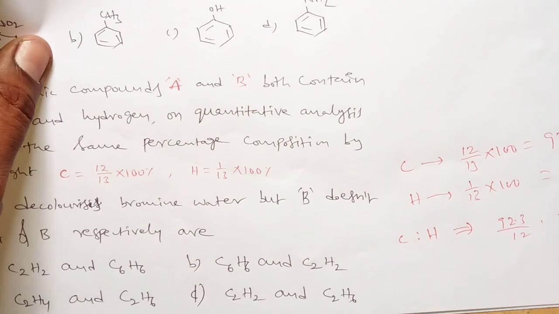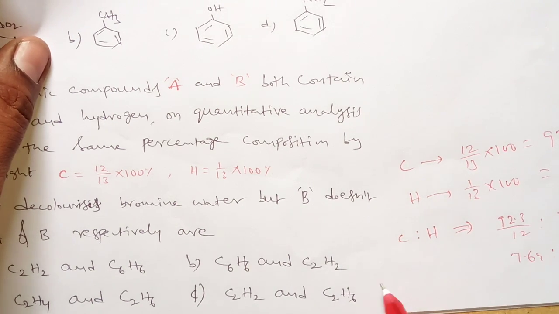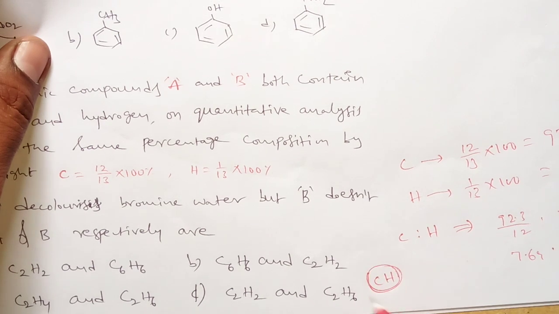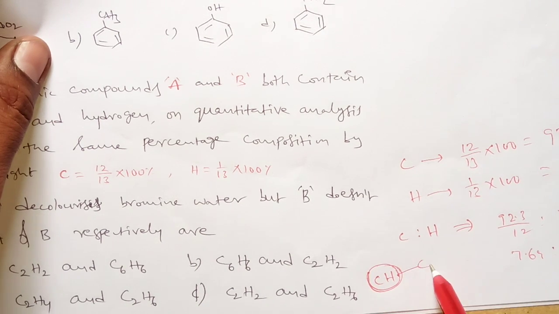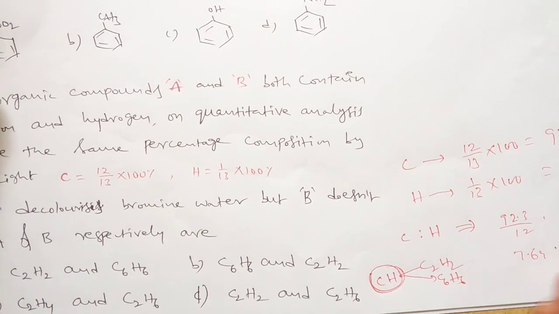If you simplify here, nearly it will be 7.69 only, and this is also 7.69. Then you get 1:1. Is it clear? Now carbon to hydrogen is 1:1, which is nothing but the empirical formula. What may the molecular formula be? It may be C2H2 or it may be C6H6. Is it clear? Now in these two, which one decolorizes the bromine water?